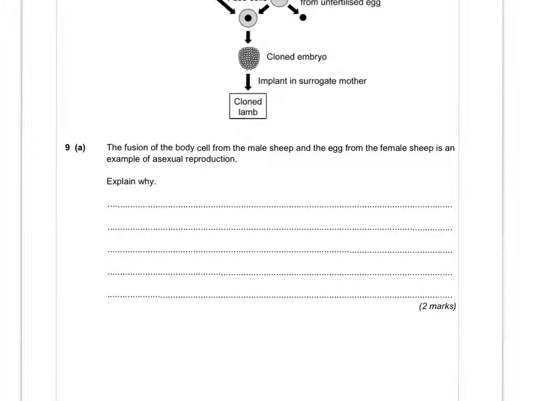Explain why. It's a 2-mark question. Your first mark for this one was nice and straightforward. Anything to do with asexual reproduction means that there is only one parent, but you need to go a step further than that and say that there is no mixing of genetic material. So that's for your first mark.